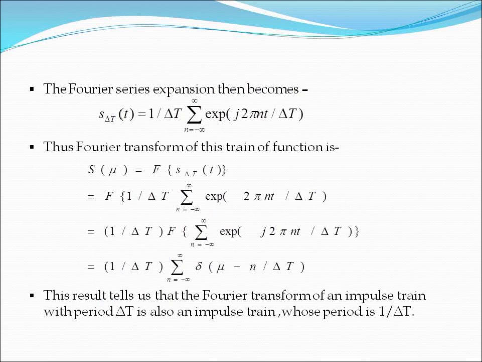The Fourier transform of this train function is shown. This result tells us that the Fourier transform of an impulse train with the period delta t is also an impulse train whose period is 1 upon delta t.